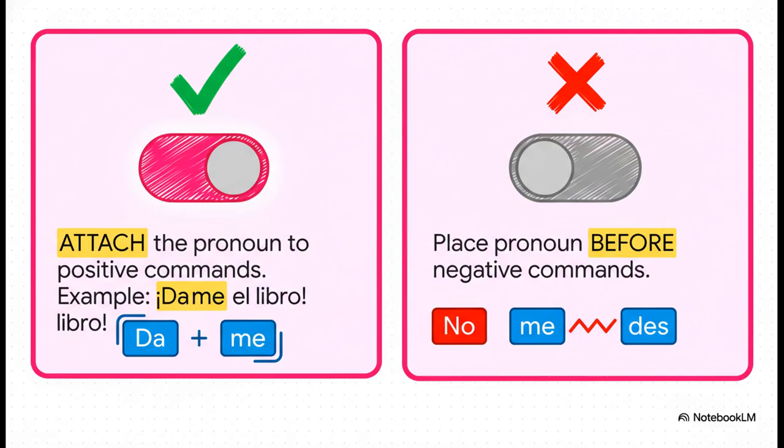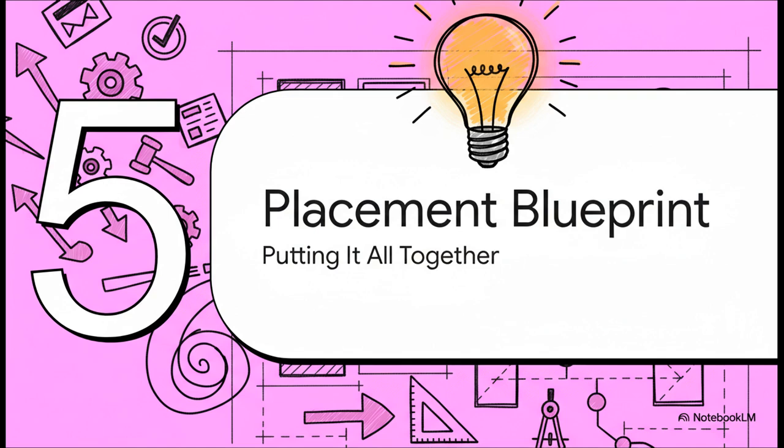For a positive command like, give me the book, the switch is on, so you attach the pronoun, dame. But for a negative command, don't give me the book, the switch is off, so the pronoun goes before the verb, no me des. Just remember, attach for yes, before for no. Simple as that. So we've covered the main rule, the two-verb option, and that command switch.